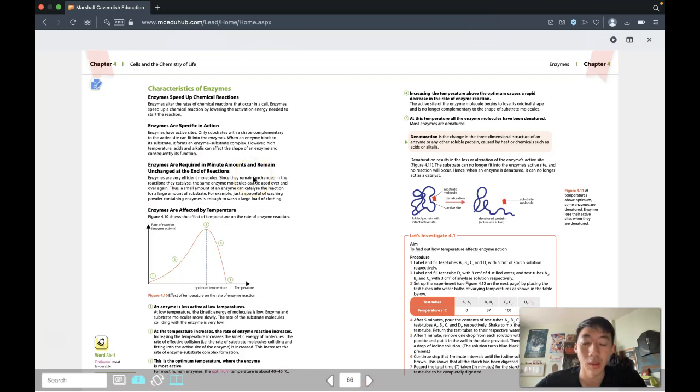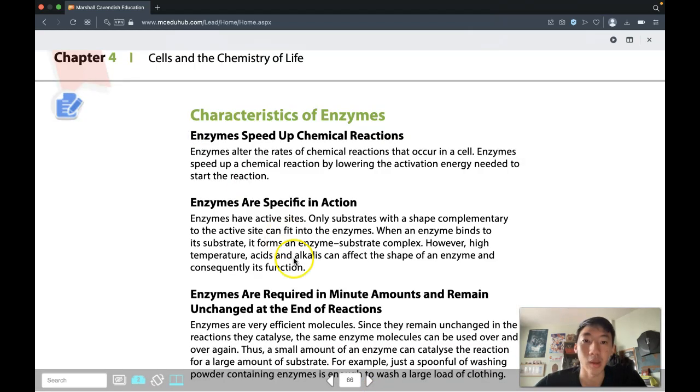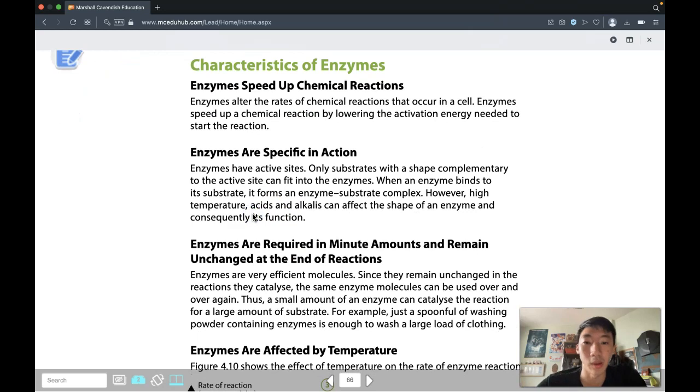Okay, so I want to quickly talk about the characteristics of enzymes. We've already covered a little bit of it, so we'll just zoom through this. Enzymes speed up chemical reactions. Enzymes alter the rate of chemical reactions that are in the cell. Enzymes speed up the chemical reactions by lowering the activation energy needed to start a reaction.